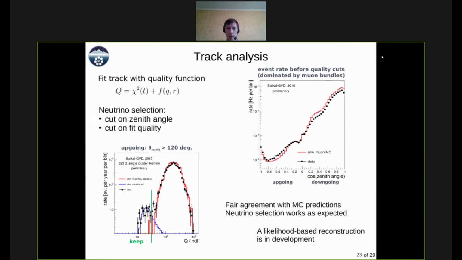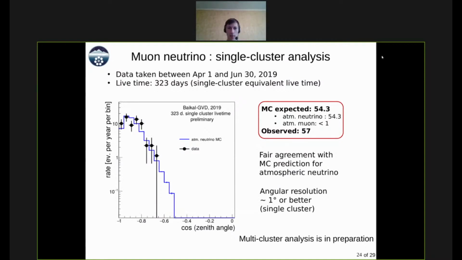So this is good. And then on the left bottom plot, you can see how we select our neutrinos in this analysis. We make a cut on the zenith angle, selecting only upgoing events, and then on the fit quality, and then we get a very clean neutrino sample, apparently. This is what we expect from Monte Carlo, and indeed, once you do all these cuts, we observe 57 events, while expected is 54 events. What's shown here is the data from 2019 with 300 days of single cluster lifetime.